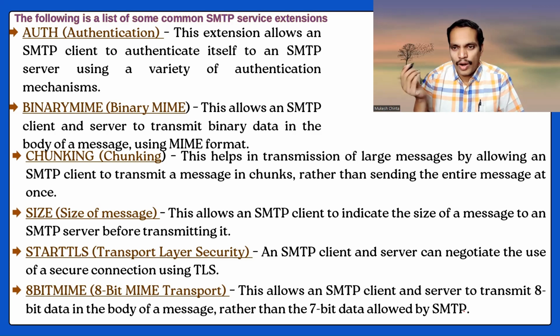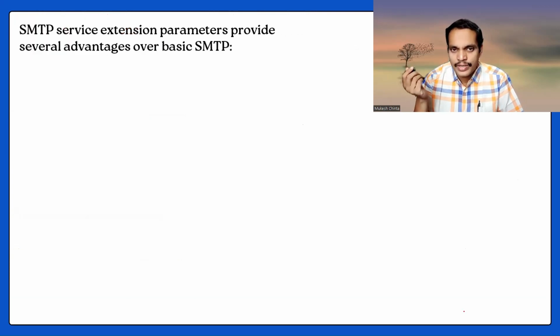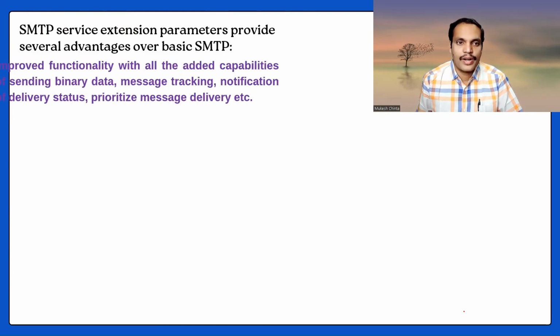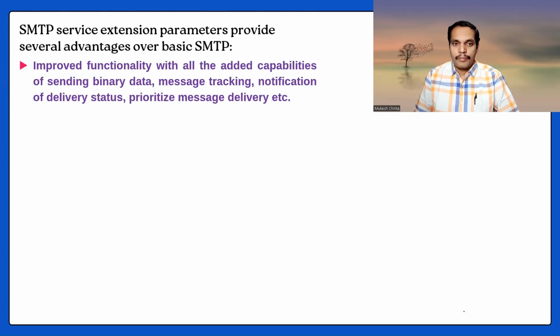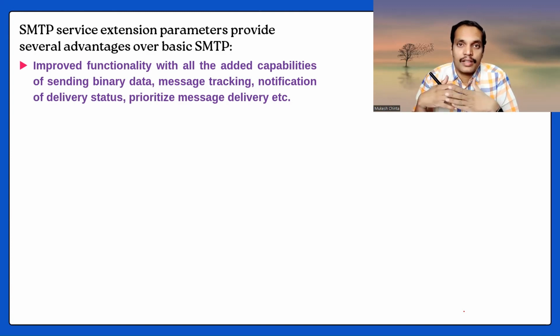Now, if you ask me what happens when you add all these things, there are certain advantages of adding all these extensions to the basic SMTP protocol. The first advantage is improved functionality, because you are adding the capabilities of sending binary data, authenticating the message, even tracking your message, notification of delivery status, prioritizing message delivery. Of course, there are many other capabilities that are now added. So improved functionality, better error handling, all these things are there. That is the first advantage, improved functionality of the email delivery.